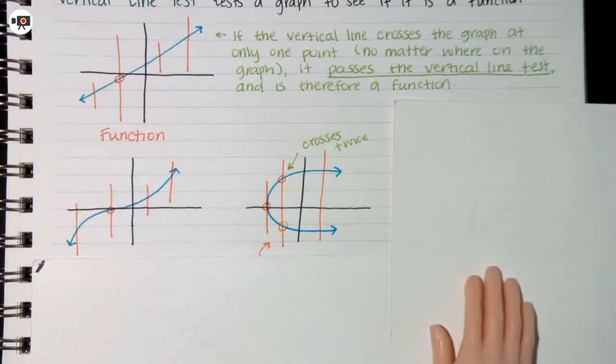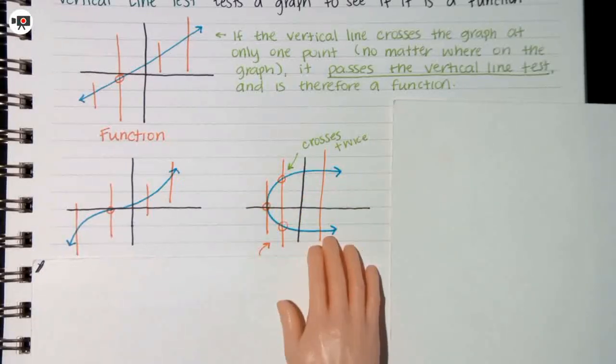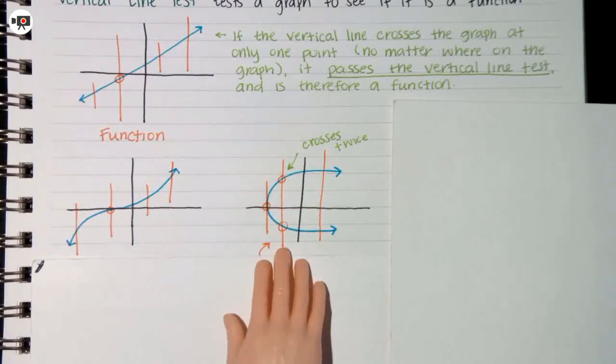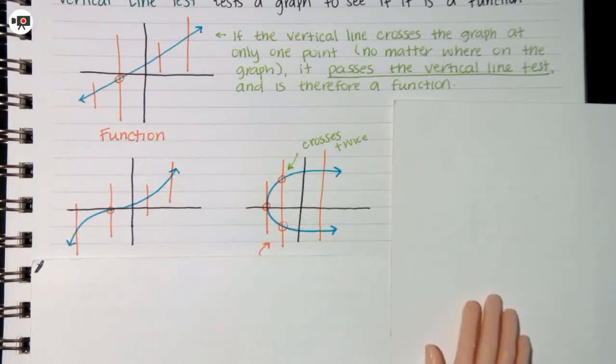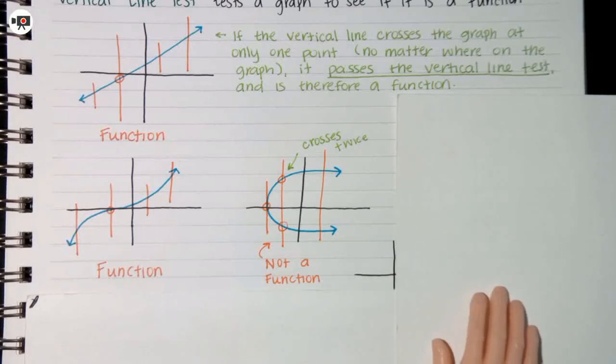Second, here we have a graph that is shaped kind of like a C. And I can see that the vertical line will cross twice. And so it doesn't matter where else on the graph. If it crosses twice or more than once at any point, this is not a function.